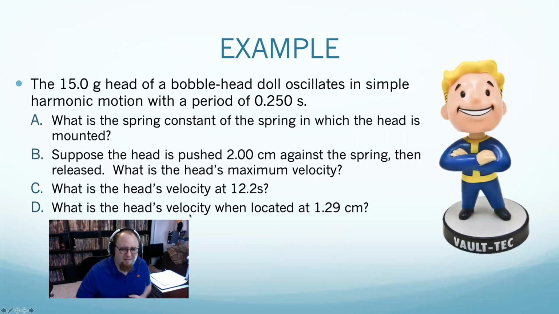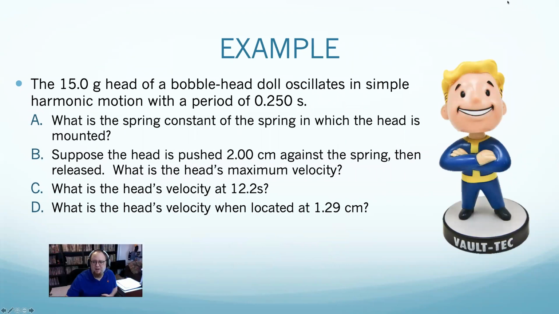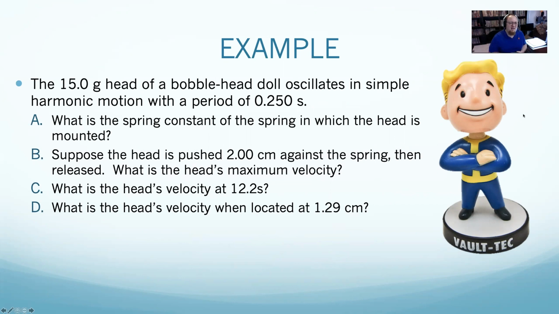This was an old final question, but there were other things going on here. I think I added parts and changed some parts, so it's not really an old exam question at all anymore. But let's say we have a 15-gram bobblehead doll, and we set it bouncing, so it's just bouncing up and down, with a period of motion of 0.25 seconds. A, what is the spring constant? B, if we give it an amplitude of 2 centimeters, what's the maximum velocity? C, what is its velocity at 12.2 seconds? And D, what is its velocity at 1.29 centimeters?